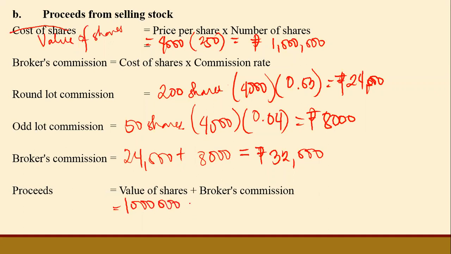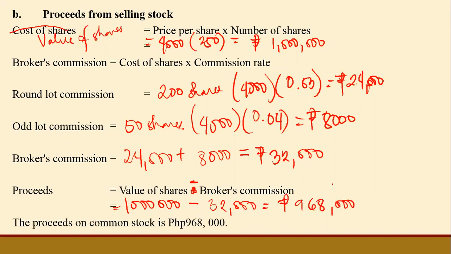1 million minus the broker's commission of 32,000 pesos. So this is equal to 968,000 pesos. Okay? So the proceeds on common stock is 968,000 pesos. So that is for the proceeds from selling the stock.